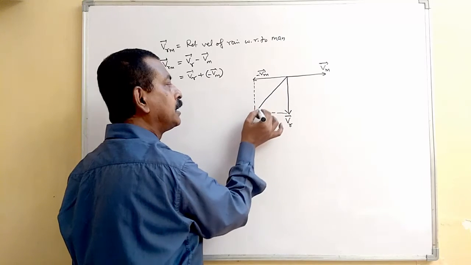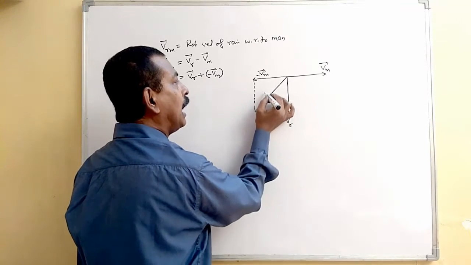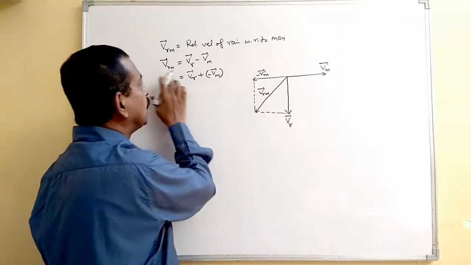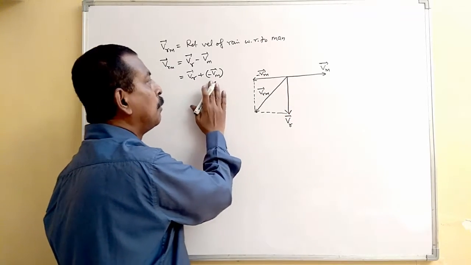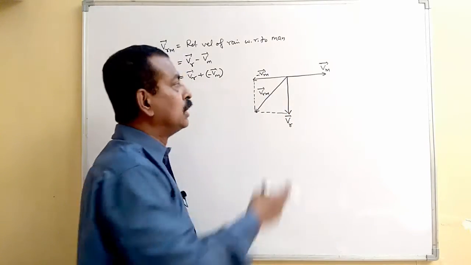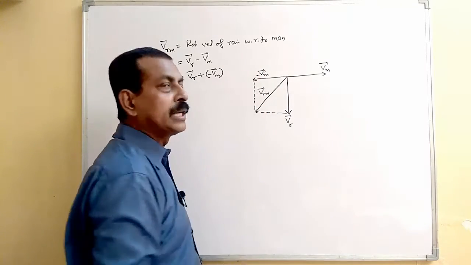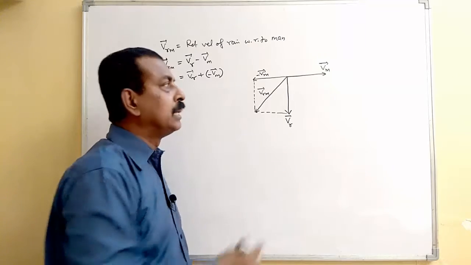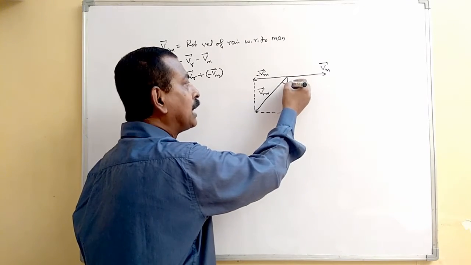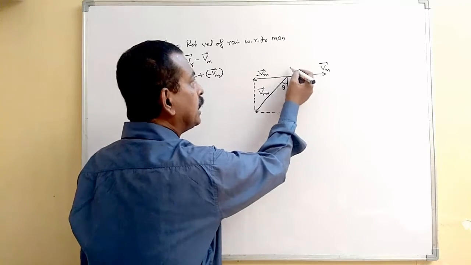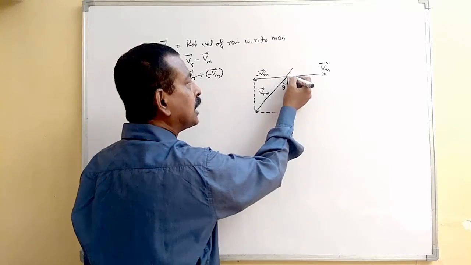This is the resultant. And now this is representing your VRM. VRM is your VR vector plus minus VM vector. So this is the direction of the relative velocity of rain with respect to man. That means it appears to fall at this particular angle theta. So the rain will appear to fall in this direction.